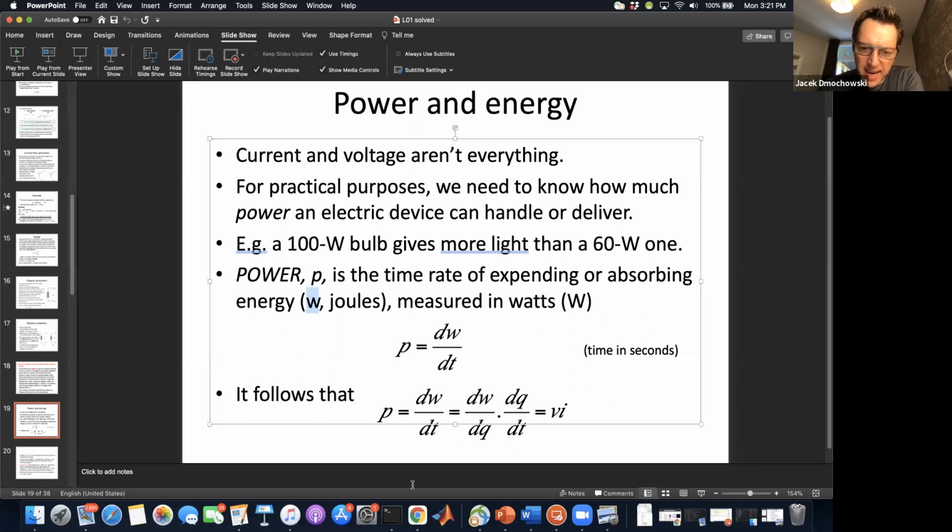And you can expand that out, right? The temporal derivative of W can be written as dW over dQ times dQ over dt. And notice that this term here is exactly the definition of voltage, and this term here is exactly the definition of current. In other words, power is the product of voltage times current.